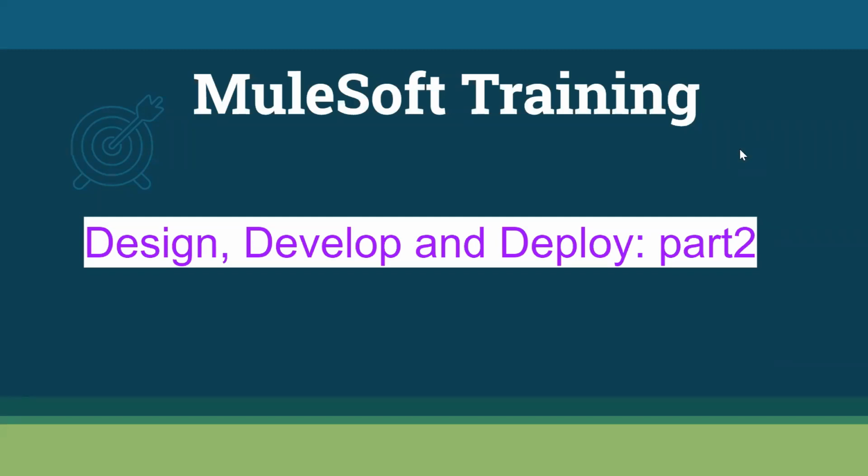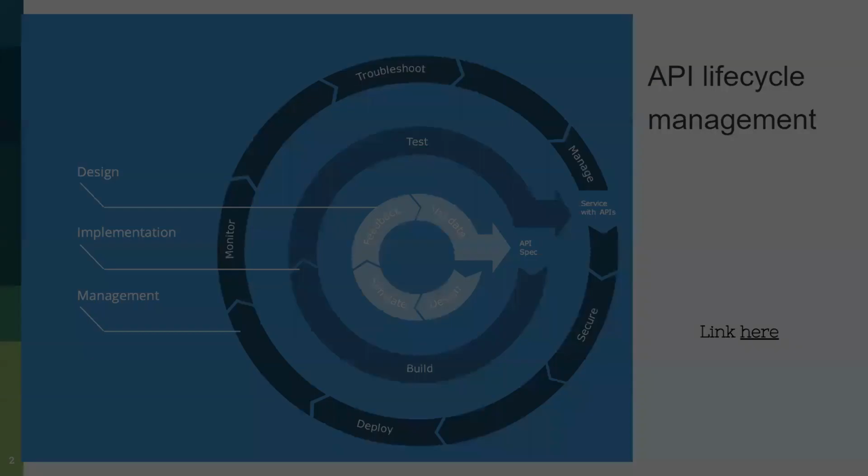We are continuing our 3D part 2 class: design, develop, and deploy. We spend most of our time implementing, building, or developing in Anypoint Studio. In the previous classes, we started looking from designing in Design Center, bringing it to Anypoint Studio, and deploying it to CloudHub. So we are looking at the full API lifecycle management.